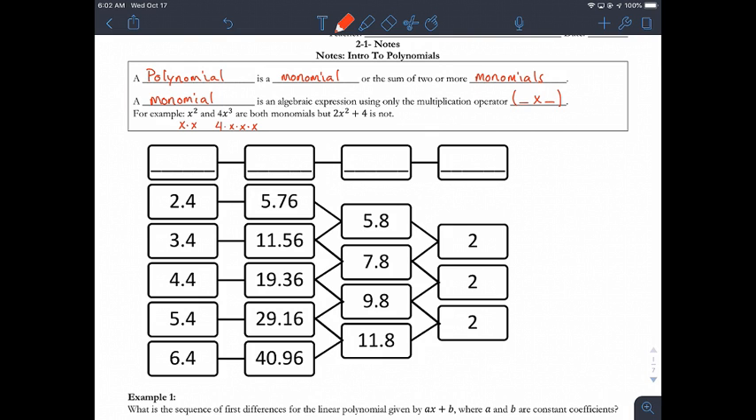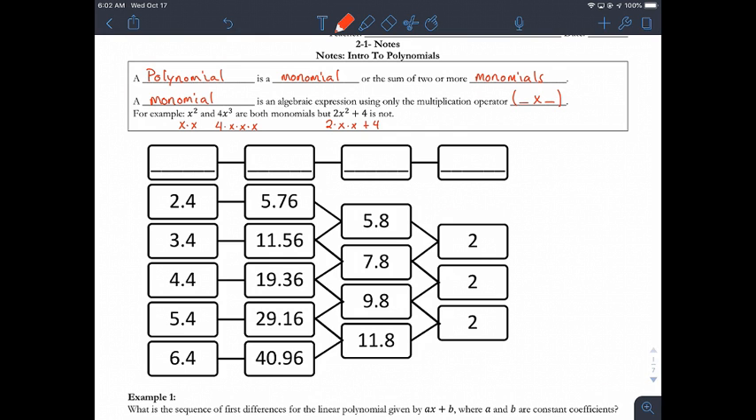2x squared plus 4 is not, because it is 2 times x squared plus 4. Because we have this plus symbol here, it's definitely not a monomial. We consider it a binomial because there's two terms, and all of these fall under the broader scope of polynomial.